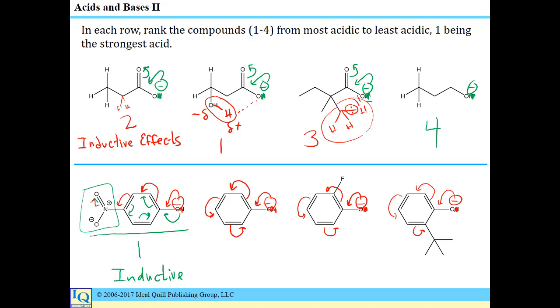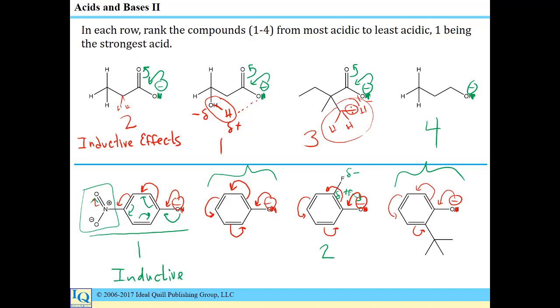So again, we turn to looking at inductive effects. One of the inductive effects we can see results from this polar bond. If we have a partial plus that can attract the partial negative, that's going to stabilize this species compared to something like this or this, where you don't have any polar bonds in the vicinity of that negative charge. This will be our second strongest acid.